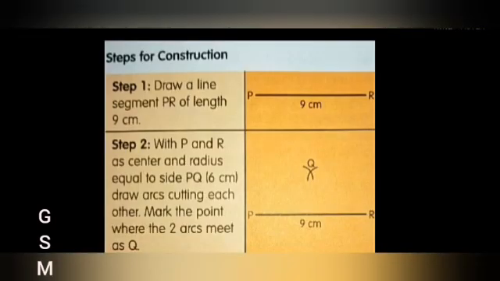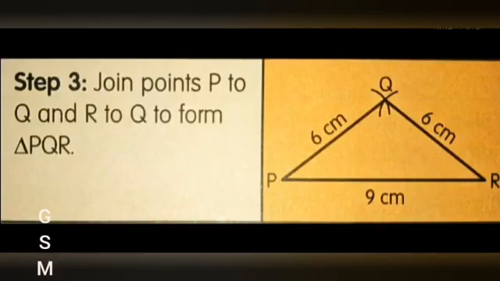Steps for construction. Step 1. Draw a line segment PR of length 9 cm. Step 2. With P and R as center and radius equal to side PQ, 6 cm, draw arcs cutting each other. Mark the point where the two arcs meet as Q. Step 3. Join points P and Q and R to Q to form triangle PQR.